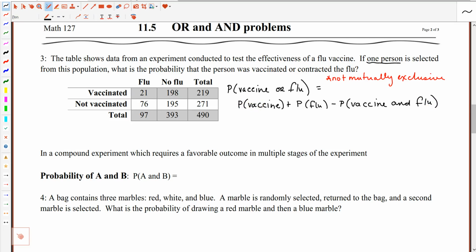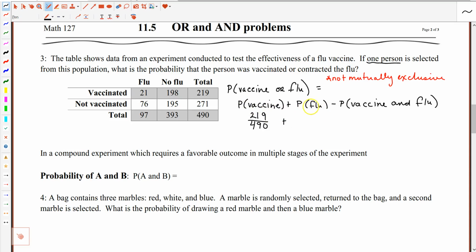In this table, we are actually already given totals. Sometimes you may need to total the columns and the rows yourself, but on this one, we're given all these totals. The total number of people accounted for in this table is 490. Out of those 490 people, how many got vaccinated? That would be this 219 right here. So that's the probability of the person being vaccinated.